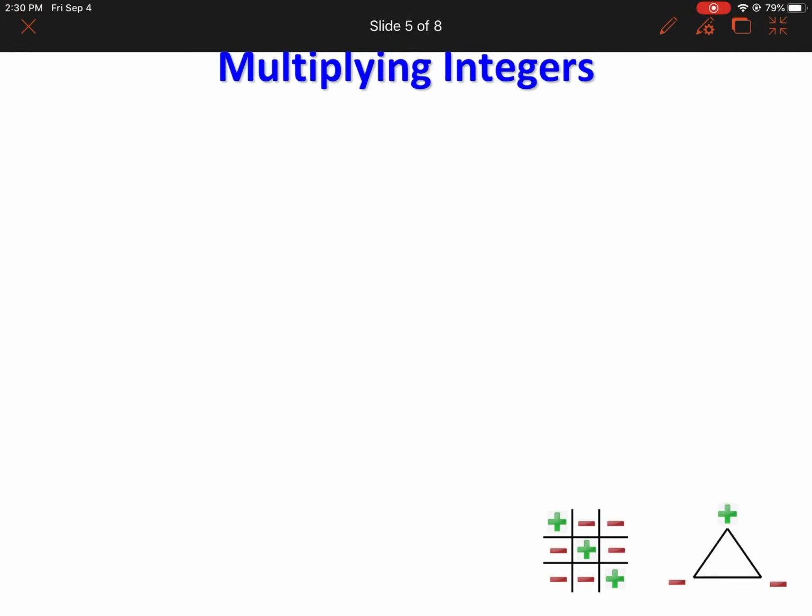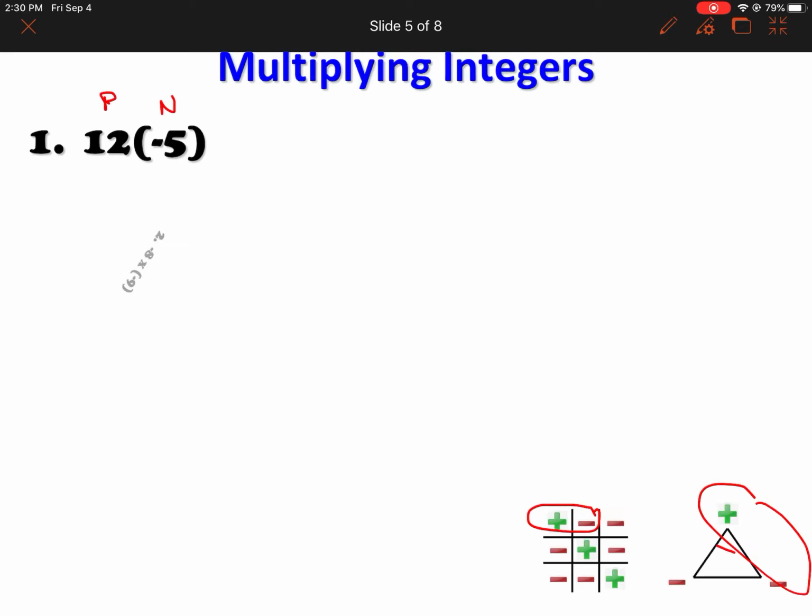As we jump in, we have the first one. We have a positive times a negative. Once again, the signs are different. If we look down here, you can see the answer is going to be negative. We're looking for a positive times a negative, the answer is going to be negative. And you multiply, and that's going to be negative 60 because the signs are different.